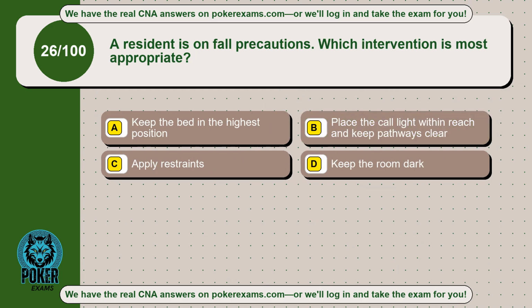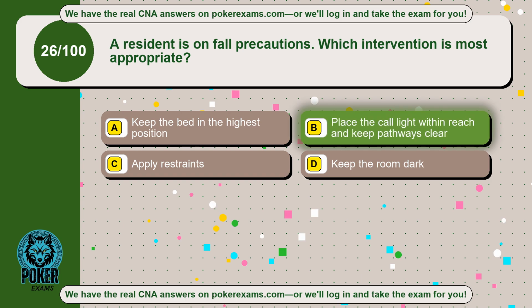Question 26. A resident is on fall precautions. Which intervention is most appropriate? Option A, keep the bed in the highest position. Option B, place the call light within reach and keep pathways clear. Option C, apply restraints. Option D, keep the room dark.